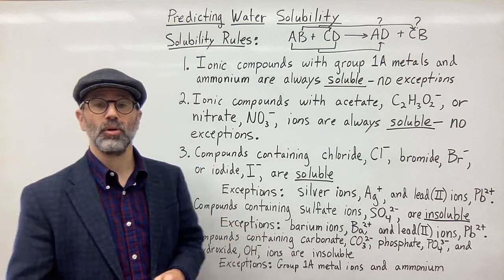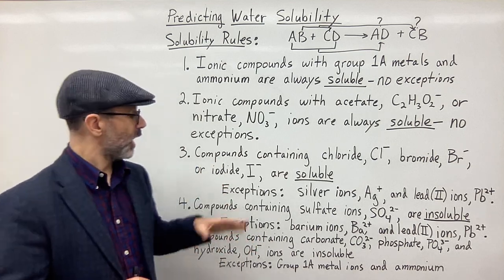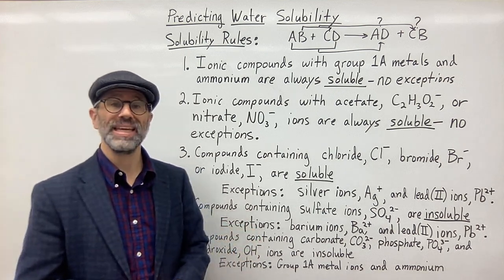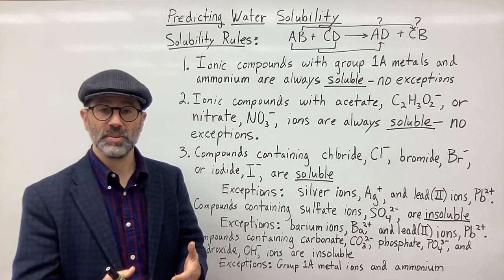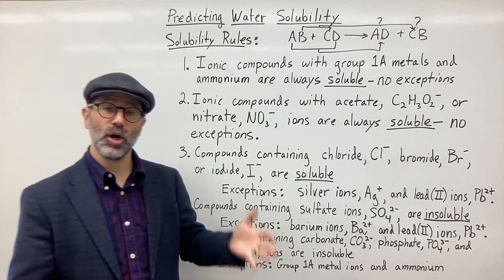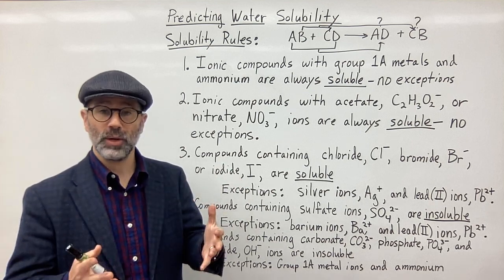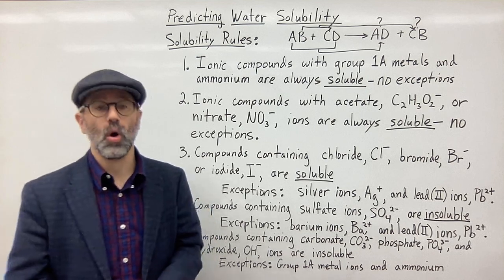So, for example, calcium sulfate. Calcium sulfate is not one of the exceptions, so calcium sulfate will be insoluble, not soluble in water. It will form a precipitate. But if you have barium sulfate as a product, that is going to be aqueous. It's not going to form a solid. It's going to be soluble in water.